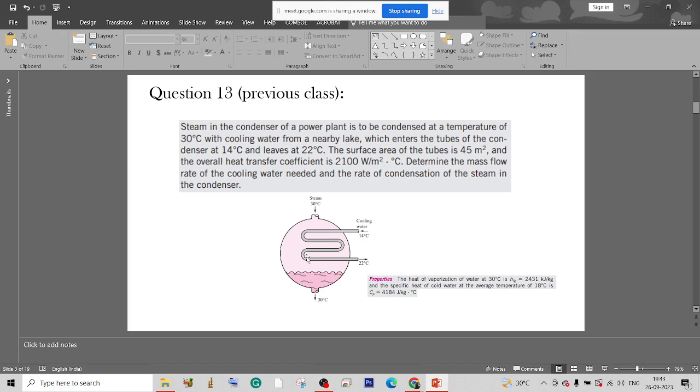Remember, it is condensation, so when we calculate the heat transfer on the steam side, it will be with respect to condensation. That is, it will not be m cp delta T, it will be m into heat of vaporization, right?